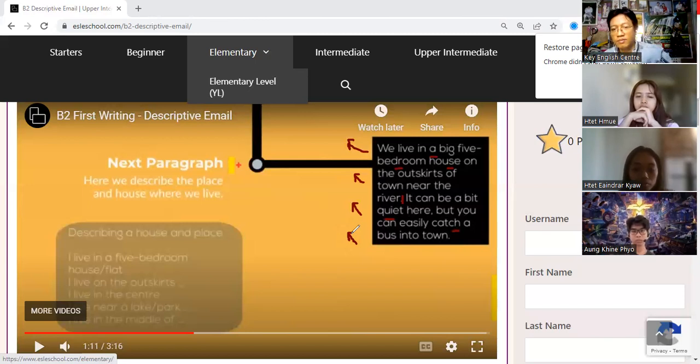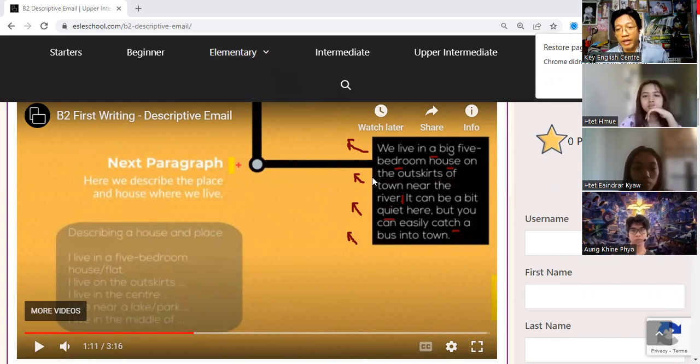Transport is easy to go to downtown, to go to university. So what else do you want to say? But you have to write 140 to 190 words, right? So we do not need to write it long. Okay, so think about how's your house: how, where, the environment, and transport. That's better.